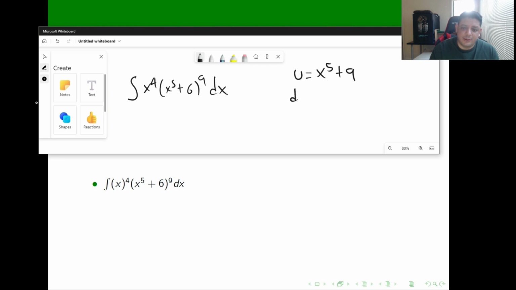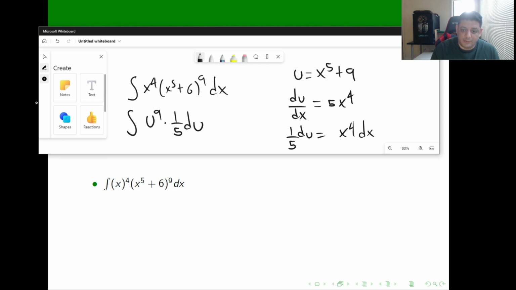And notice that when we take the derivative of that, we're going to get 5x to the 4, which is in terms of whatever we have outside. Notice that we only have x to the 4 over here. So what we can do instead is, when I write du, it is 5x to the 4 dx. And so what I do is I move this 1 over 5 over here. And so now I'm going to have 1 over 5 du is x to the 4 dx. So that transforms this into u to the 9 times 1 over 5 du. And so that simplifies a lot of things.